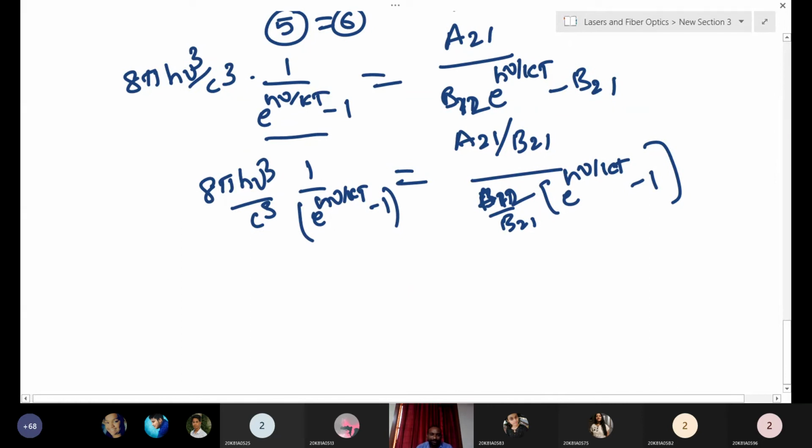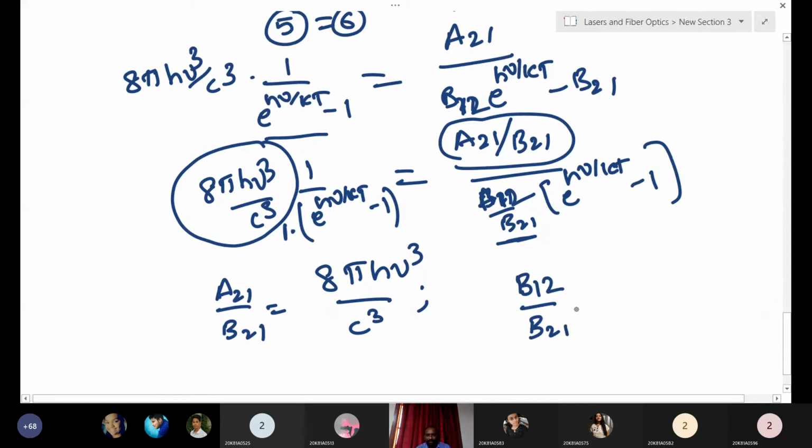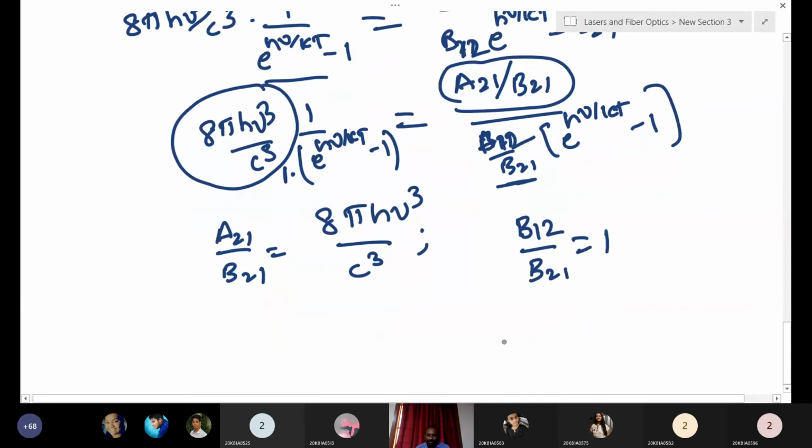So compare these two terms in the numerator and denominator. This A21 by B21 is equal to this term. So A21 by B21 is equal to 8 pi h nu cube by c cube. And in the denominator, B12, compare with here, suppose we take 1 there: 1 into e to the power of h nu by kT minus 1. Here also this term into e to the power of h nu by kT minus 1. If you compare these two relations, B12 by B21 equals 1. That means you can write B12 is equal to B21.